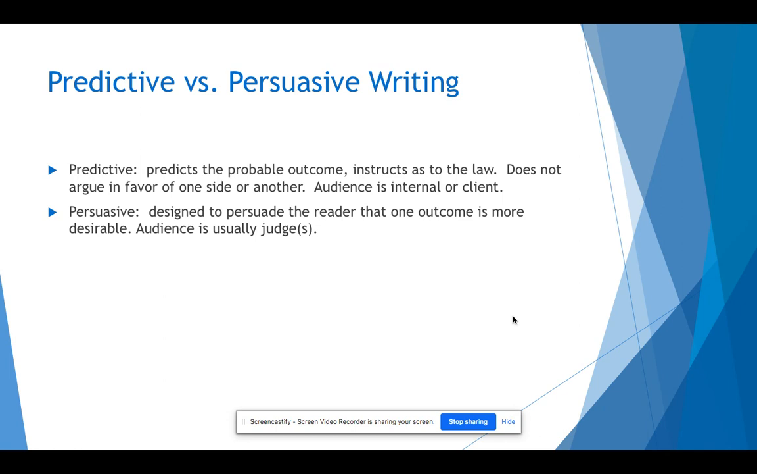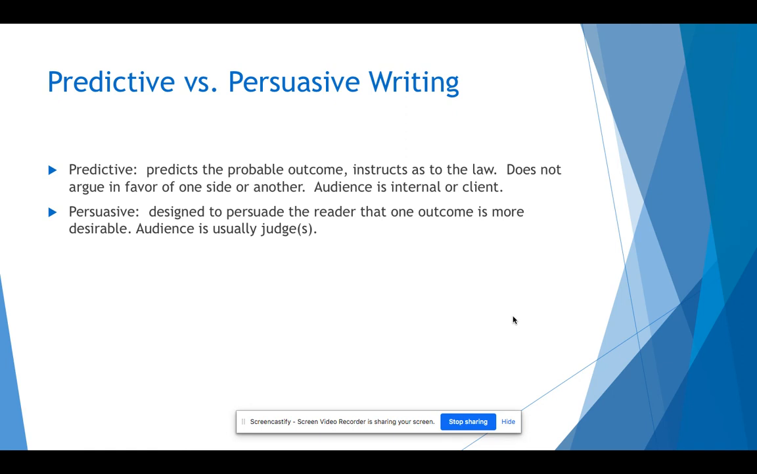So I think we talked about it in our last lecture, but predictive writing is one where the object is to say what the probable legal outcome is, what the law is going to be. It's not about arguing your case. You're not Perry Mason in front of the judge. You're just someone who's trying to figure out what the answer is. Okay. And when we're writing a predictive writing, it's usually an internal type audience. If we're a paralegal or a young associate, we're writing it to the partner in charge of the case, or even to ourselves.